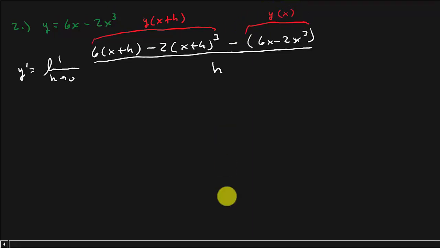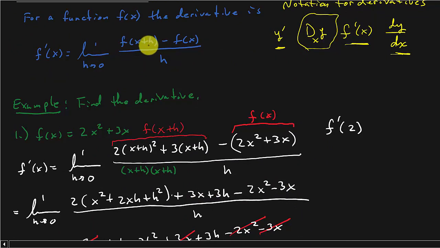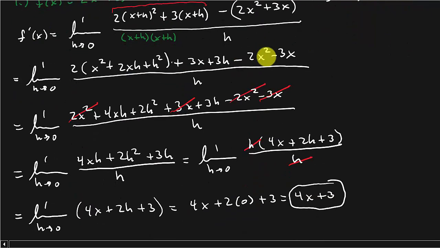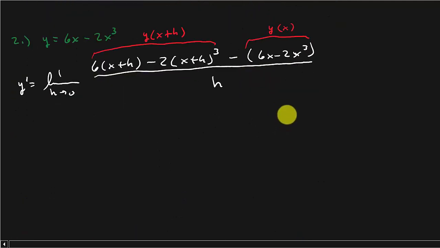Just keep in mind in the formula up here, it's f of x plus h minus f of x. You could have y of x plus h minus y of x. Same thing. And you might even see sometimes s of t plus h minus s of t when you're talking about displacement and doing velocity and that kind of stuff. We'll talk more about stuff like that in another video.